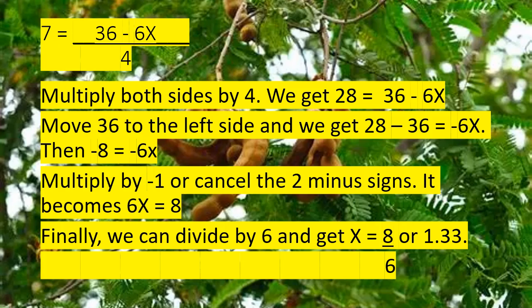So you can multiply by minus 1 or cancel the two minus signs. This has the same effect, and it becomes 6x equals 8. And finally, we can divide by 6. So we've got x equals 8 over 6. And you can do that on your calculator. The answer is 1.33. X equals 1.33.